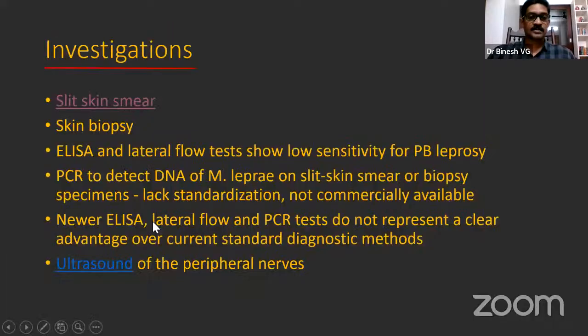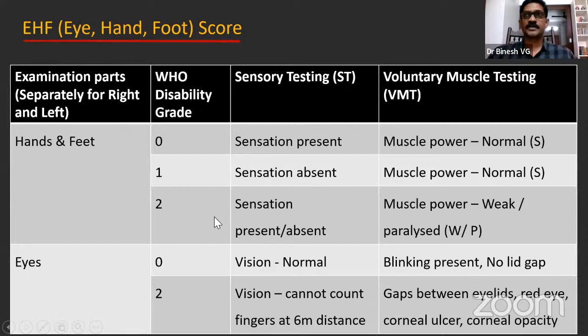Okay. So this is the same for the hand, and we have to assess each hand and each foot, and we have to record it. This is the grading for the eyes. In the eyes, if the vision is normal and the blinking is present, there is no lid gap, that means there is no disability. So it's grade 0. But when the vision is affected, that is a sensory testing. When the vision is affected, the patient cannot count fingers at 6 meters, maybe due to a corneal ulcer. Or if there is muscle weakness leading to gaps between the eyelids, corneal ulceration and red eye, corneal opacity. All these are deformities that can occur in the eye. So the grade is 2 there. So you can see that in the eyes it is either 0 or 2.